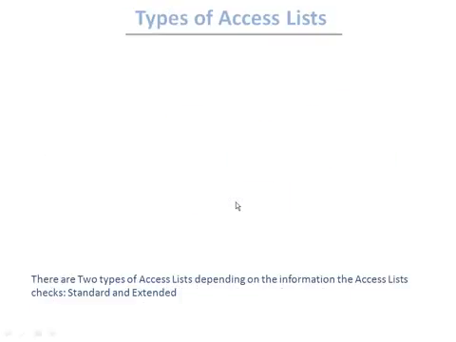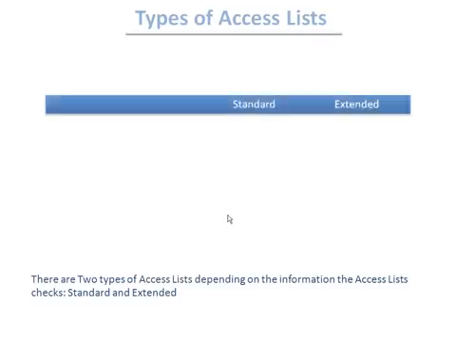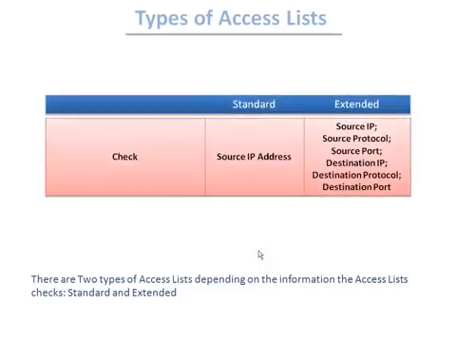There are two types of access lists depending on what criteria they use to check and match different types of traffic. The two types of access lists are standard and extended access lists. Standard access lists check against only source IP addresses, meaning they check only where the traffic is coming from, and based on that they make their decisions. They don't care where the traffic is going to or what type of traffic the packet is part of.